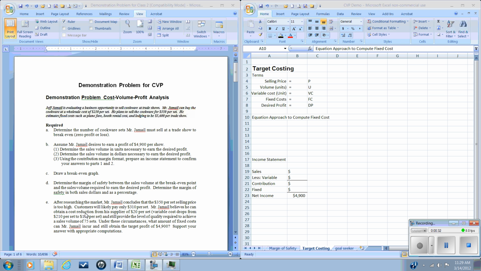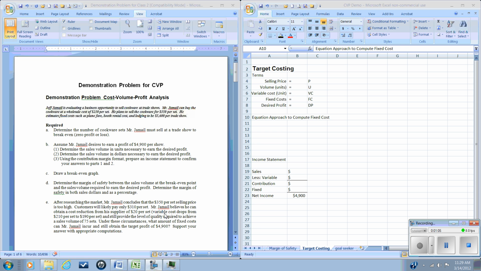So in the last part of this demonstration problem, our salesman goes out and he does a little market research and he determines that the market price is significantly lower than what his plan was. Customers will likely only pay up to $310 per set. So the selling price will now be reduced from 350 to 310 in order to continue to earn his desired profit. We have to try to control our costs.